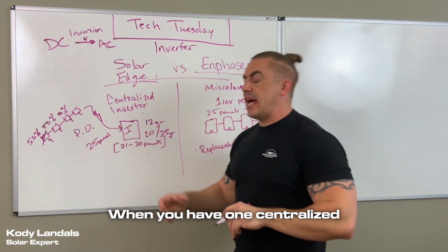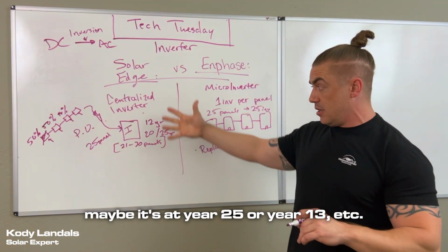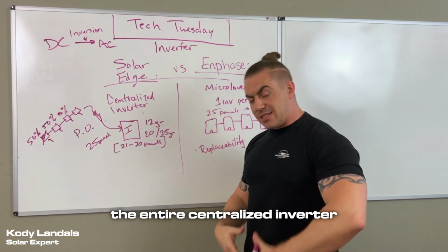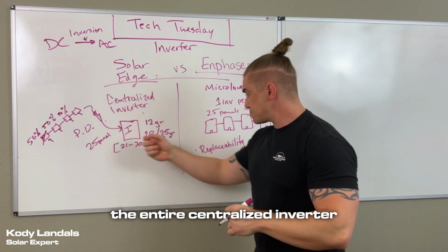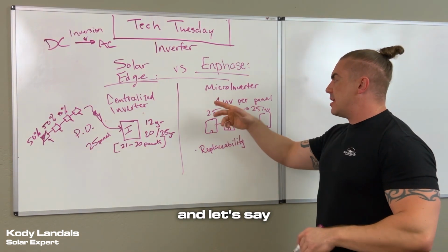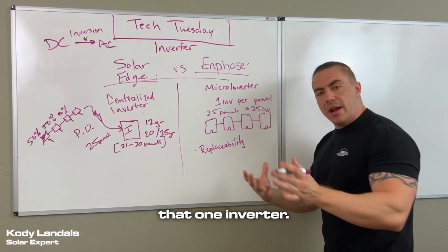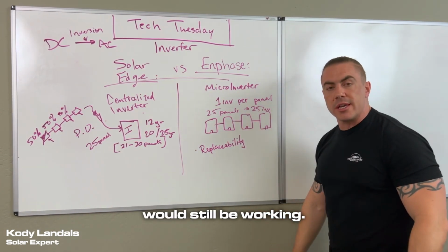When you have one centralized inverter, should something go wrong, maybe it's at year 25 or year 13, etc., you're going to have to replace the entire centralized inverter. Versus over here, if one inverter went bad and let's say it was out of warranty or whatever the case may be, you'd only have to replace that one inverter. The rest of the system would still be working.